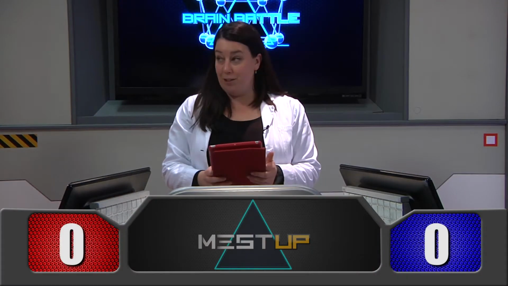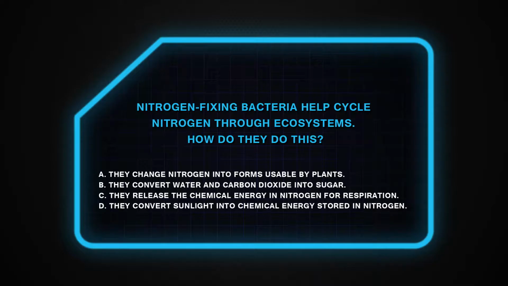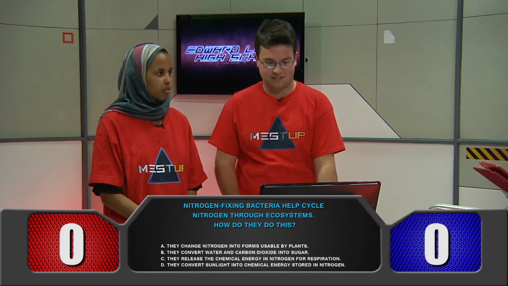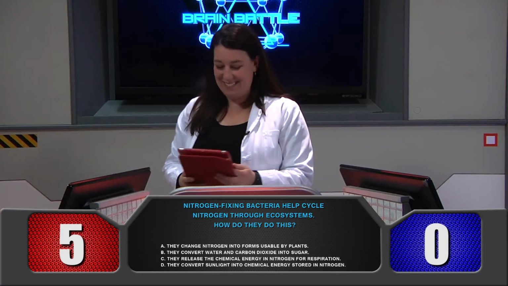Okay, so first question. Nitrogen-fixing bacteria help cycle nitrogen through ecosystems. How do they do this? Red team. They change nitrogen into forms usable by plants. That's correct.